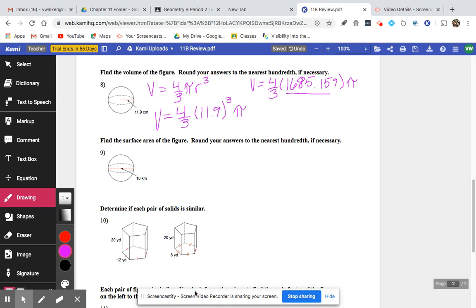Take that decimal, multiply it by 4 first. Then divide that by 3, and then multiply that by pi. So 1685.159 times 4 equals, divided by 3 equals, times pi equals approximately 7,058.78 centimeters cubed. And that's the volume of the sphere.